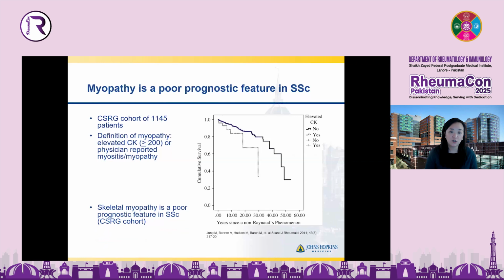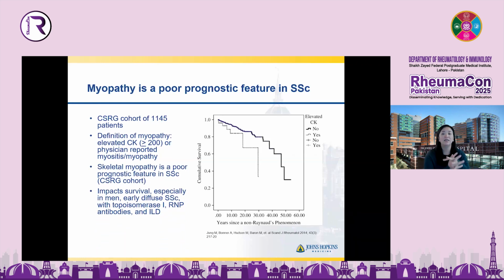And then after we published our paper around the same time, there was a Canadian scleroderma cohort. They also have a very robust research registry. And 1,145 patients, also around the same time as us, reported that these patients also had a higher risk of mortality. And so you can see the survival of these patients is much shorter than someone who didn't have muscle involvement. And their definition was a little bit looser: any elevated CK or physician-reported myositis or myopathy, which I think is fine because sometimes it's hard to capture this.